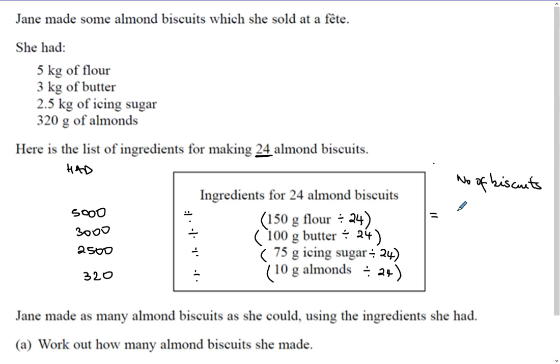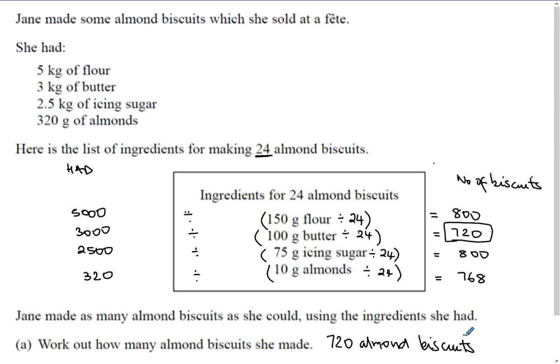Okay, so here you get 800, here you get 720, here you get 800, and here you get 768. So if you think about it, you can only make 720 biscuits, because we don't have enough of the butter to make 768 or 800. So she can make 720 almond biscuits.